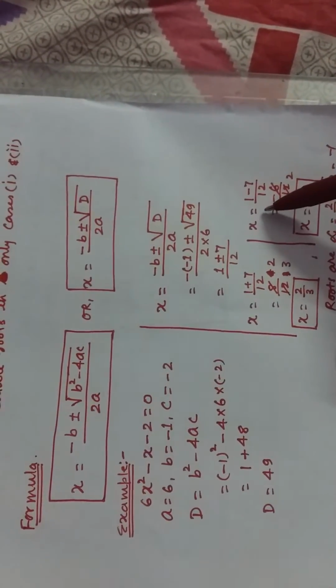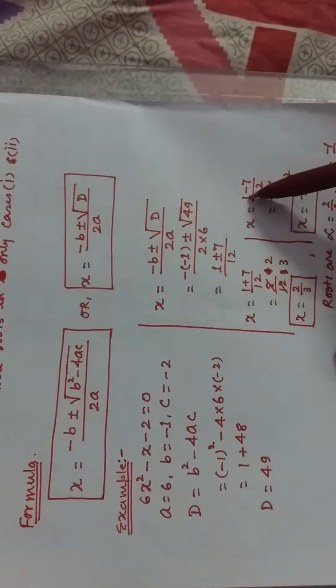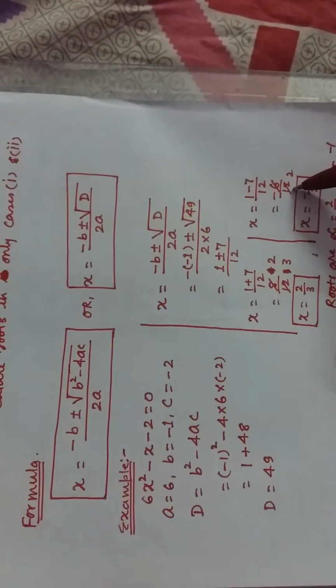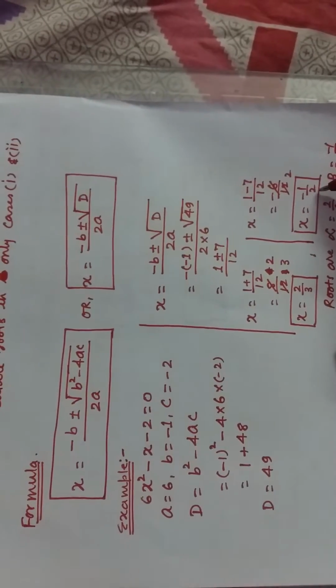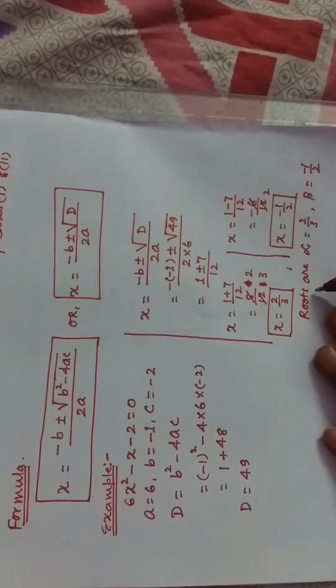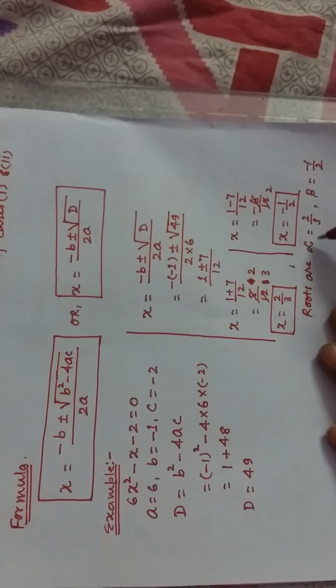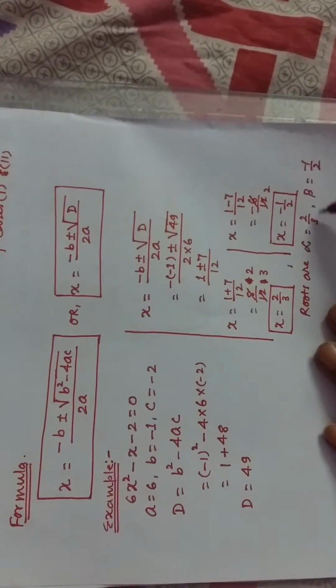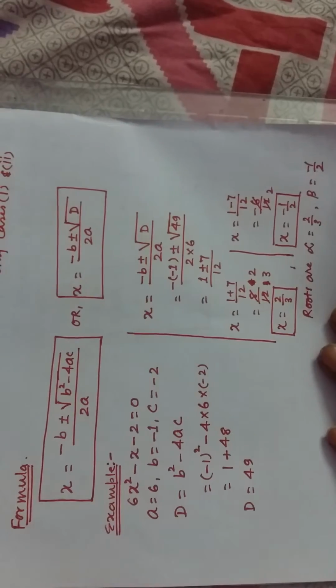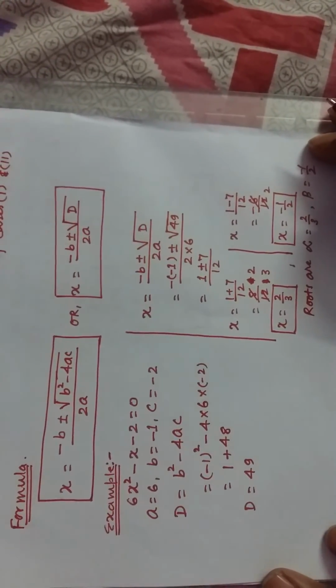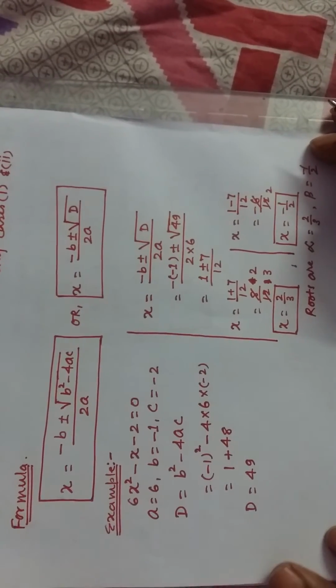Similarly, the other value of x is x equals 1 minus 7 divided by 12. It comes out to be minus 6 upon 12, and finally x equals minus 1 by 2. So we can say that the roots of the given equation are alpha equals 2 by 3 and beta equals minus 1 by 2. This is the formula method, or you can say the discriminant method.